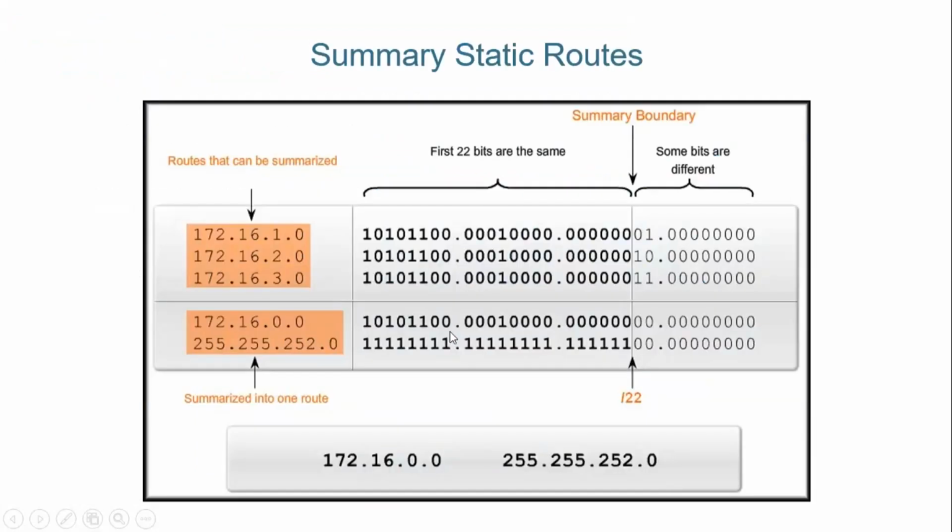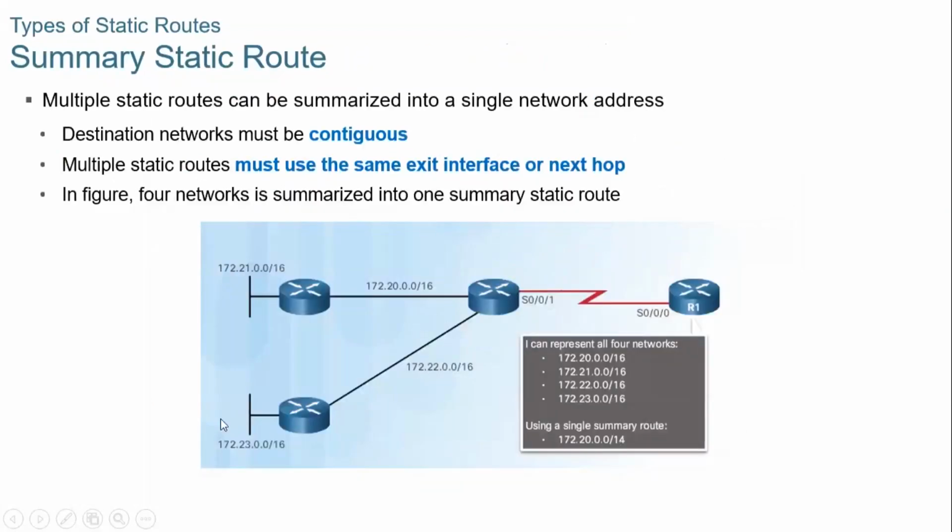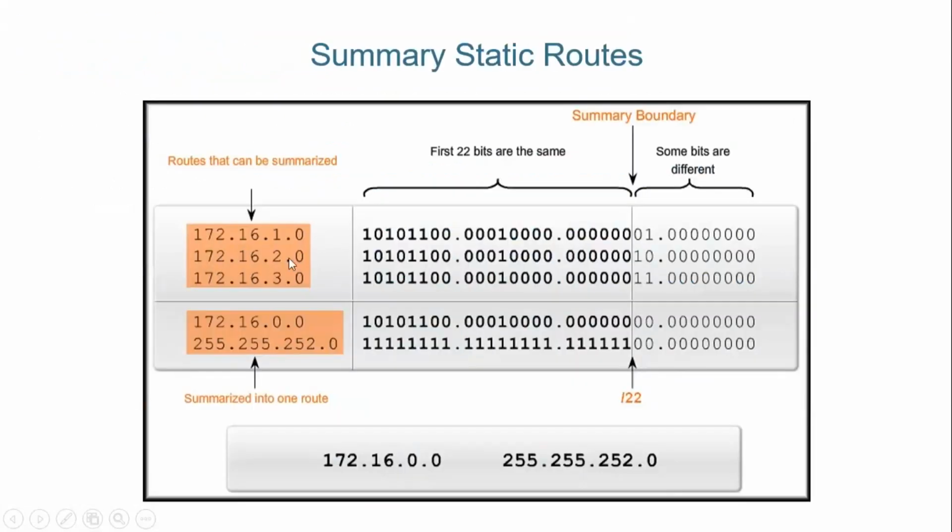So how do you summarize a route? Basically, you take all of the routes that you have. So in this case, it will be 1, 2, 3, 4. Okay. You take all the routes, and then you change them to binary. So this will be 172.16.1.0, 2.0, and so on. And then you find where the 3 doesn't match in this particular example. So if you see here, 111 matches, 000 matches, match.